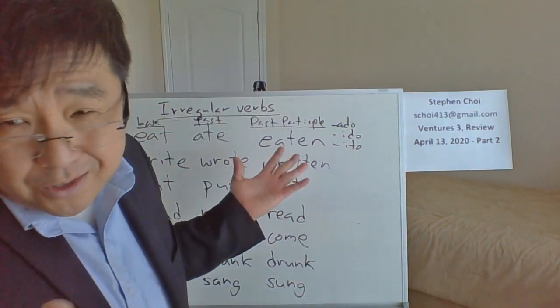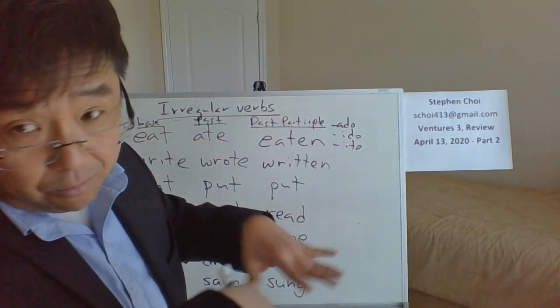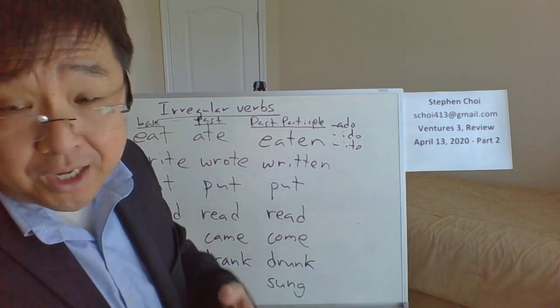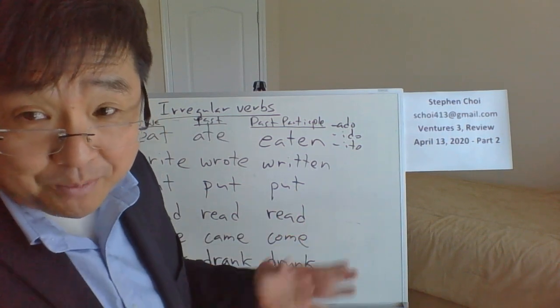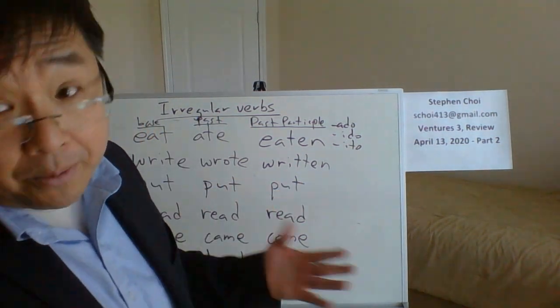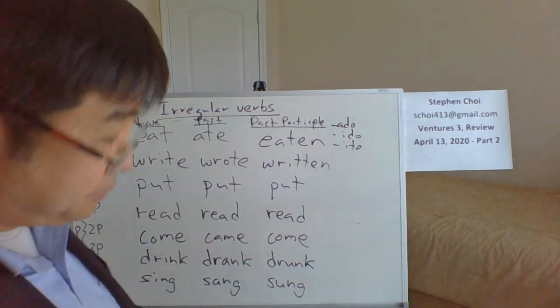And I mean, you'll make mistakes, and I make mistakes. Everybody, even President Obama and President Trump, they make mistakes too in English. So don't feel bad when you make mistakes. But you just have to memorize, and you have to memorize which verbs are regular and which verbs are irregular as well.